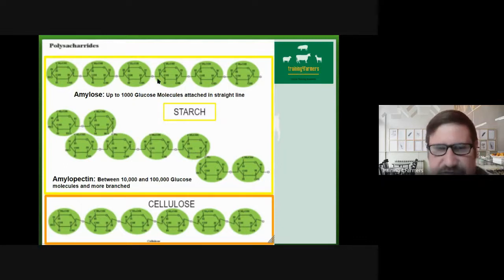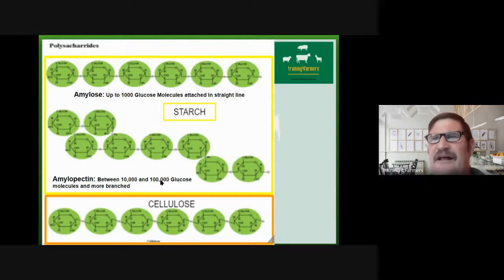Your body's got the amylase, which is the enzyme to break down these bonds. So starch is a very good energy source and so on. So that's amylose, but there's also amylopectin, which can have between 10,000 and 100,000 glucose molecules. So you can see massive amount of energy and so on stored there.